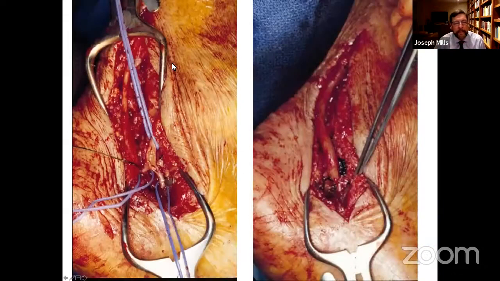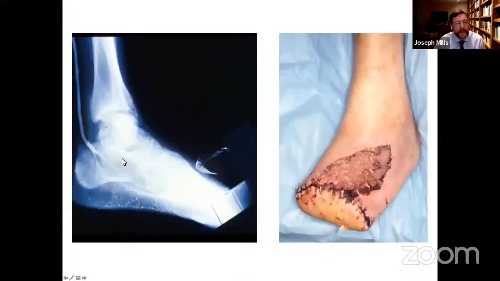So this is a bypass to the plantar bifurcation. Here's the medial and lateral plantar arteries. I did a limited endarterectomy of this site, plugged the vein into that. You can see how good the small vessels are in this foot.